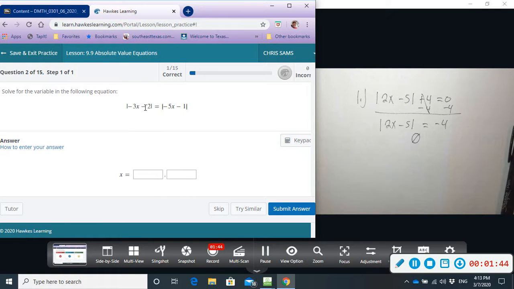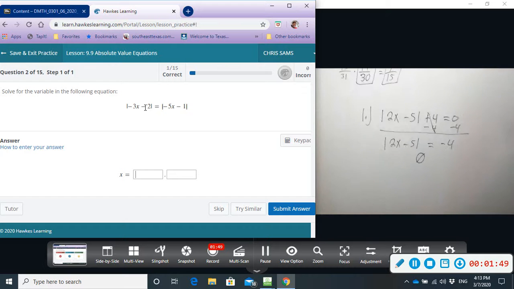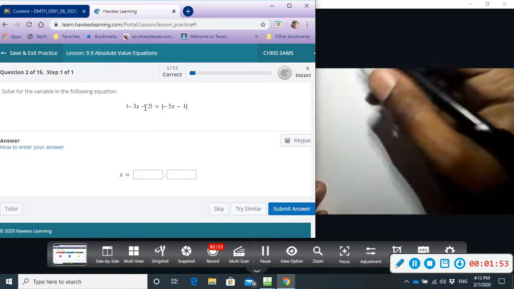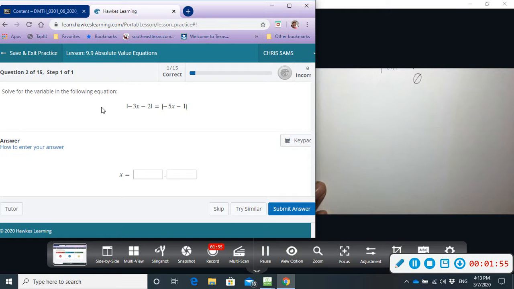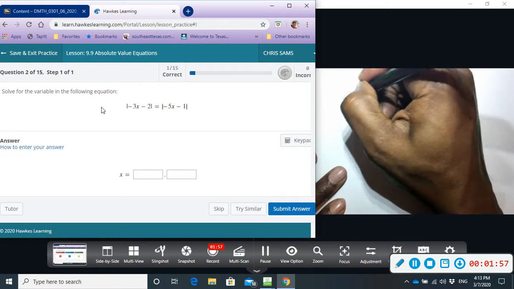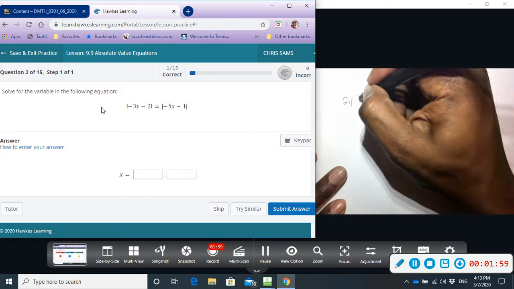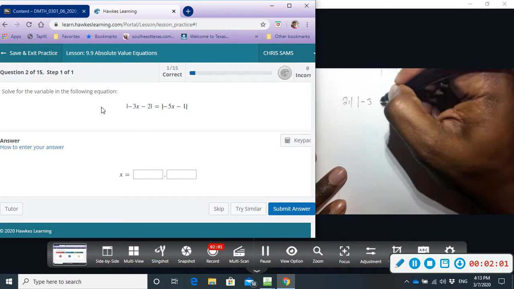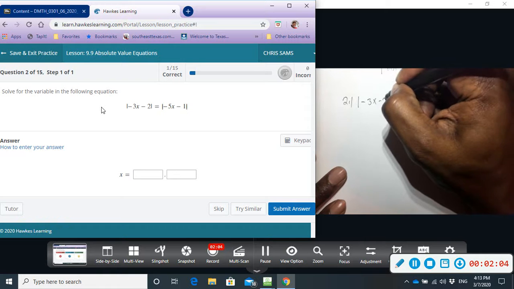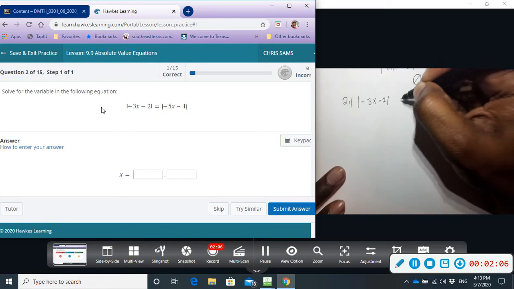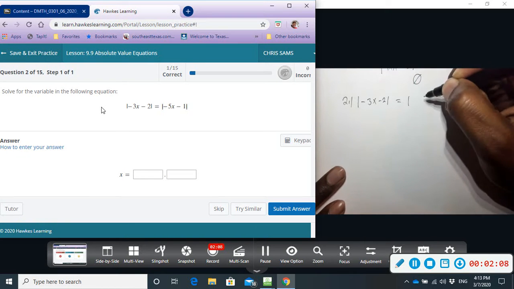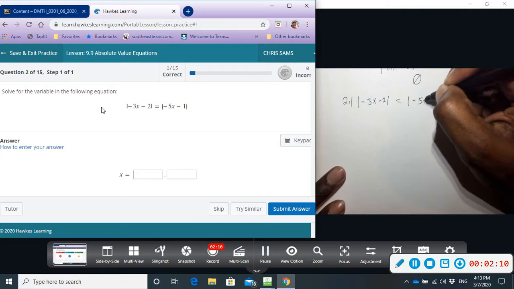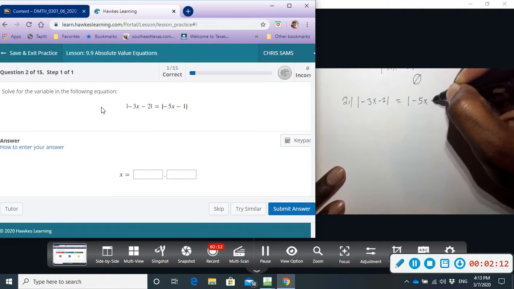Okay, so this is the other example. There are two absolute value expressions, one on each side. So we're going to solve this one. We have the absolute value of negative 3x minus 2 equals the absolute value of negative 5x minus 1.